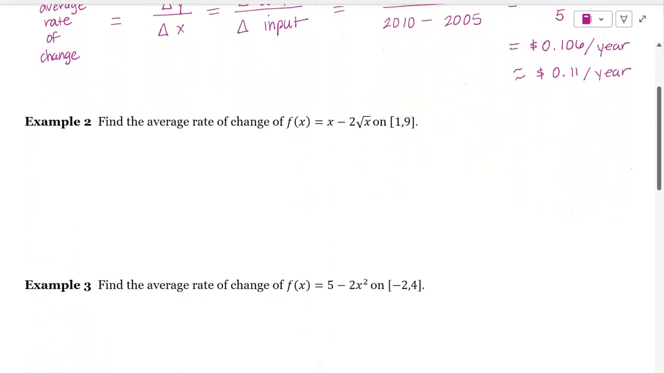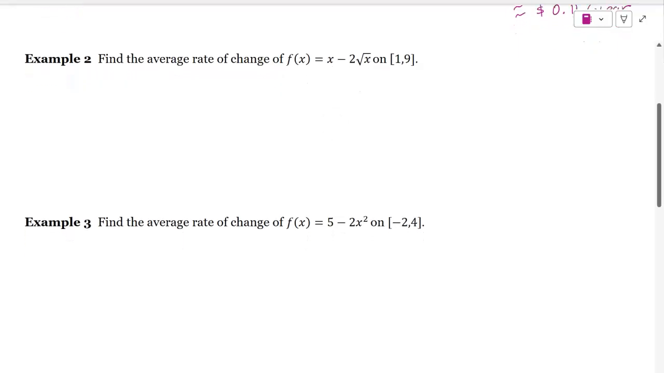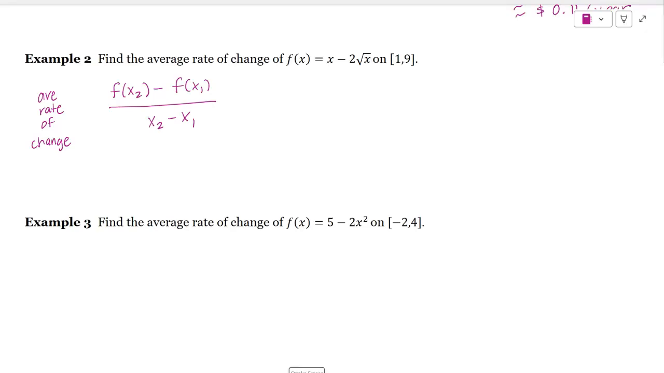Most of the time when we're finding average rate of change, we don't have a table like that. We've got a function that we're trying to use. So our average rate of change is going to be calculated as f of our second point minus f of our first point over x2 minus x1. Again, x is our input and f of x is our output. So in this example, x1 is 1 and x sub 2 is 9.